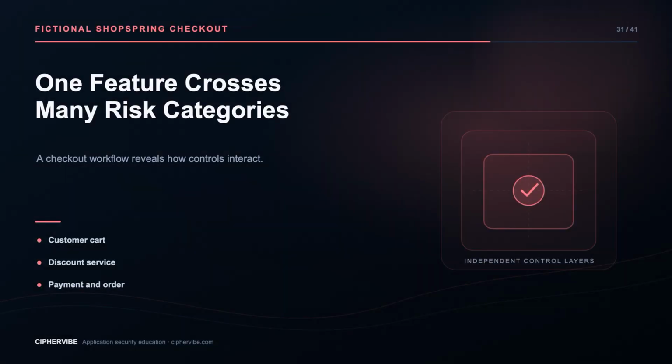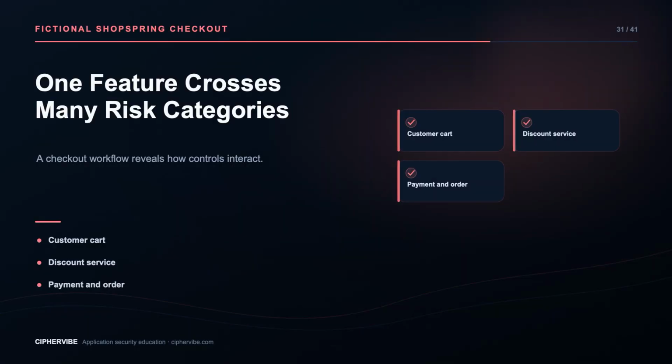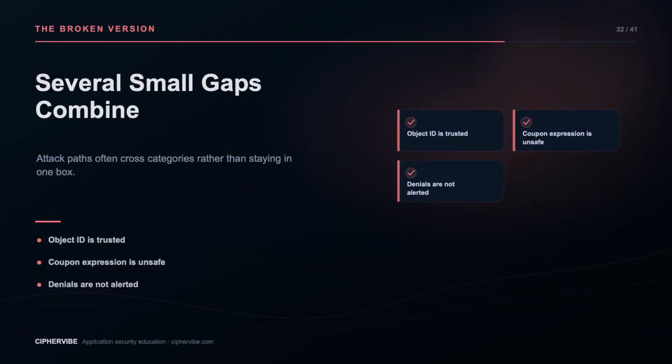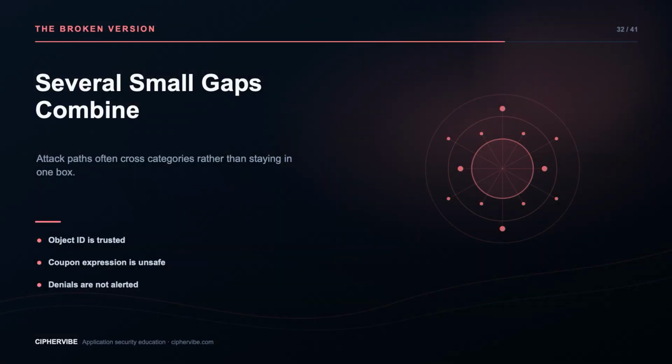Consider a fictional retailer called ShopSpring. A customer reviews a cart, applies a discount, pays, and opens the order afterward. The browser calls an API, services check identity and price rules, dependencies process payment, a database stores the order, and telemetry records security decisions. In the broken version, the order endpoint trusts a customer-supplied order number without checking ownership. The discount service evaluates a raw expression. A package update is accepted without provenance. Repeated authorization denials are logged locally but never alerted. Four categories now reinforce one attack path.